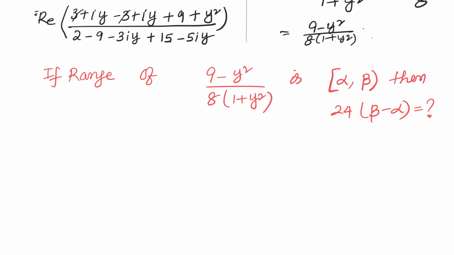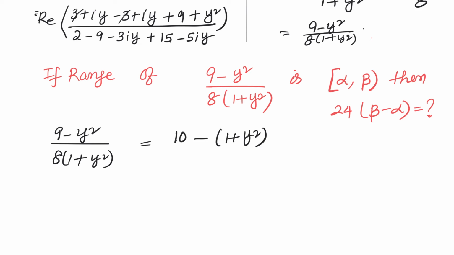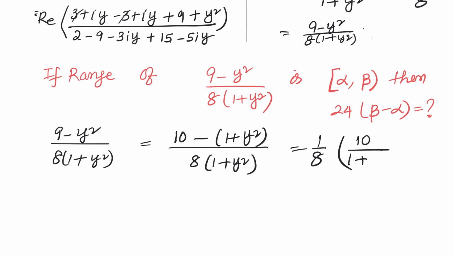Now we have to understand what the range of this is. Then we have to find out what 24 into (beta minus alpha) is. Now, (9 minus y square) by 8 into (1 plus y square). Let us try to write the numerator in terms of the denominator. So I'll write it as (10 minus (1 plus y square)) divided by 8 into (1 plus y square). Or I can take 8 outside and write that as 1 by 8 into (10 by (1 plus y square) minus 1).